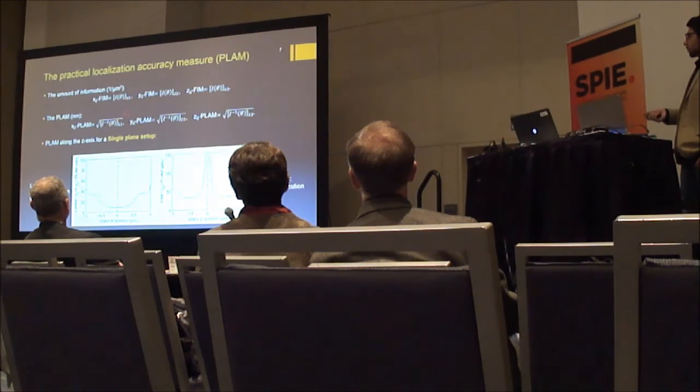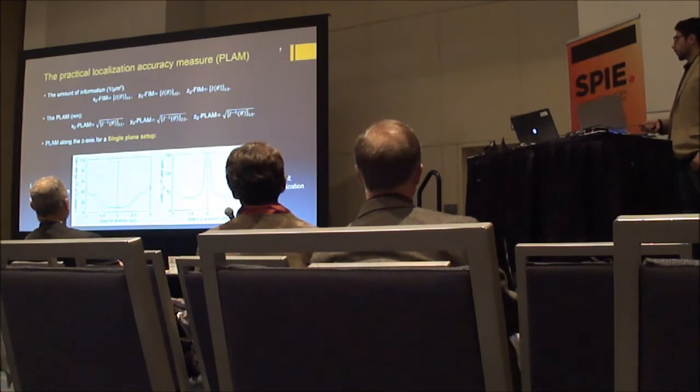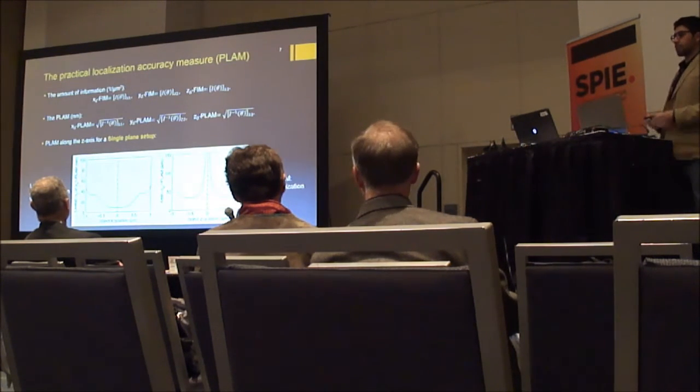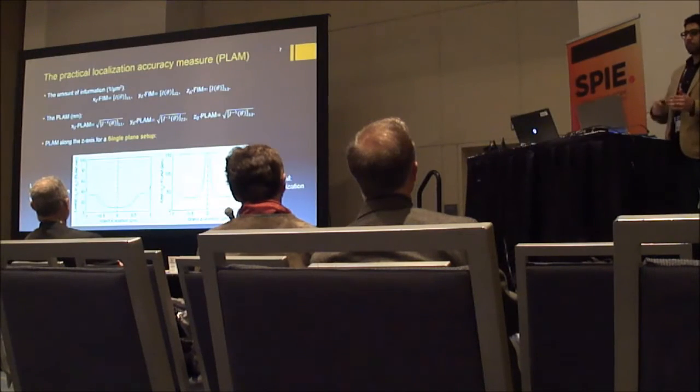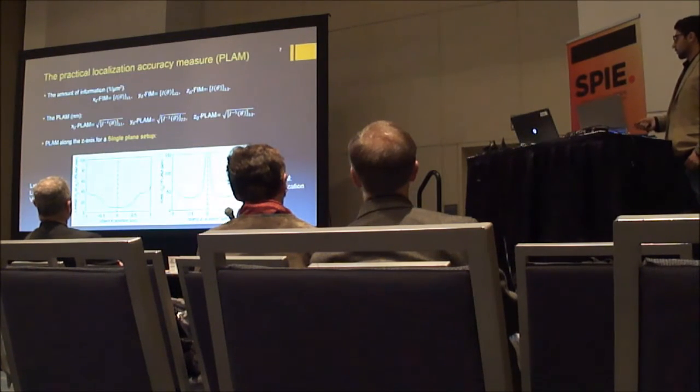That's basically the square root of the main diagonal elements of the inverse of the Fisher information. Okay? So these are in nanometers, and they're actually the accuracy, or some people call it uncertainty. So if it's smaller, it's better. We could estimate the location of the single molecule more precisely. So now we have all those definitions. Let's see how we can calculate the PLAM for a single plane setup.